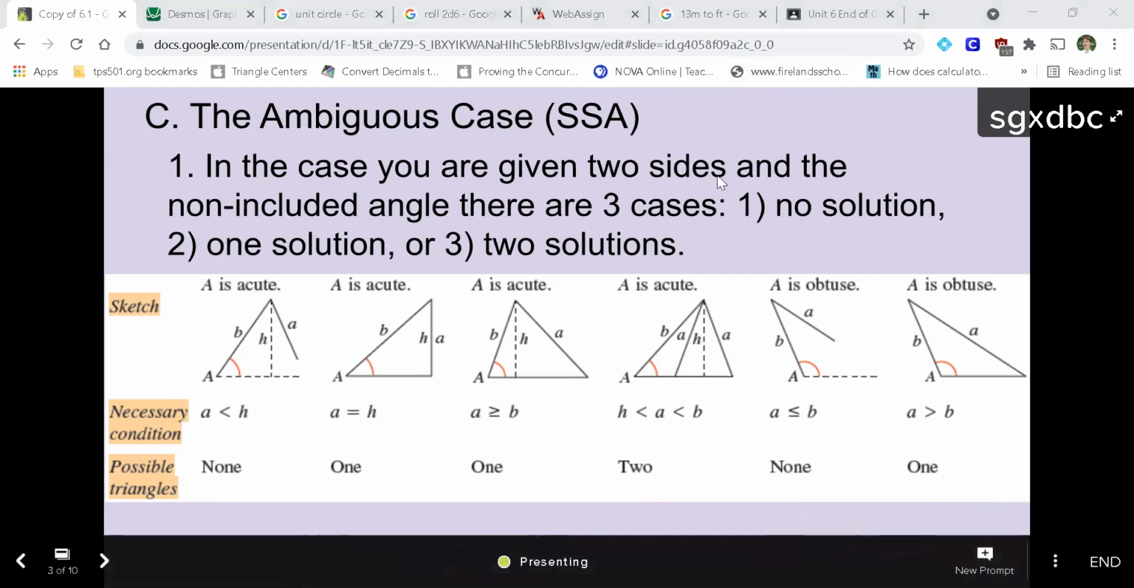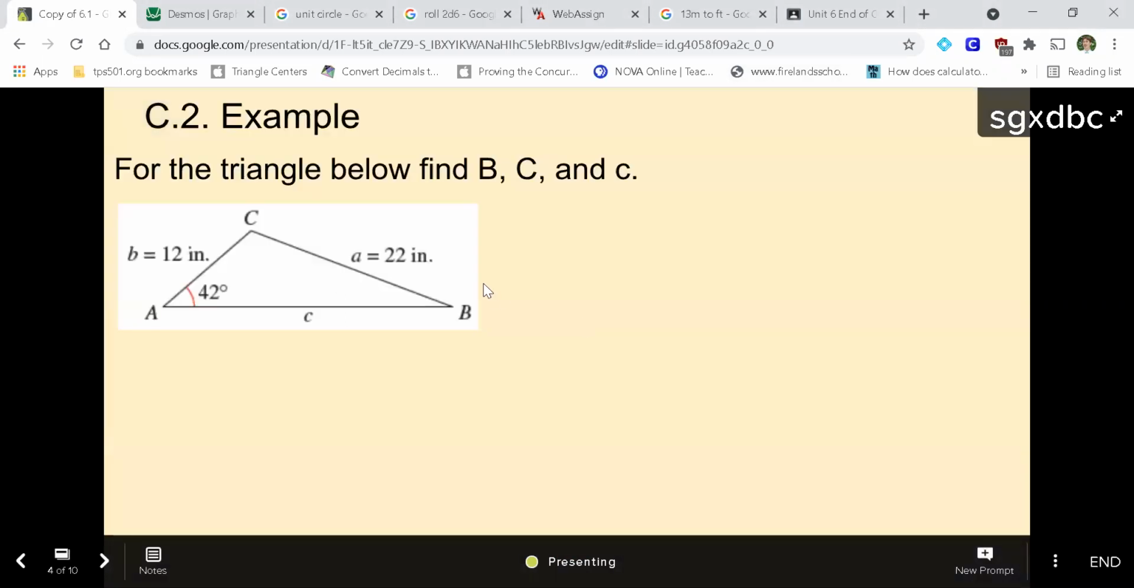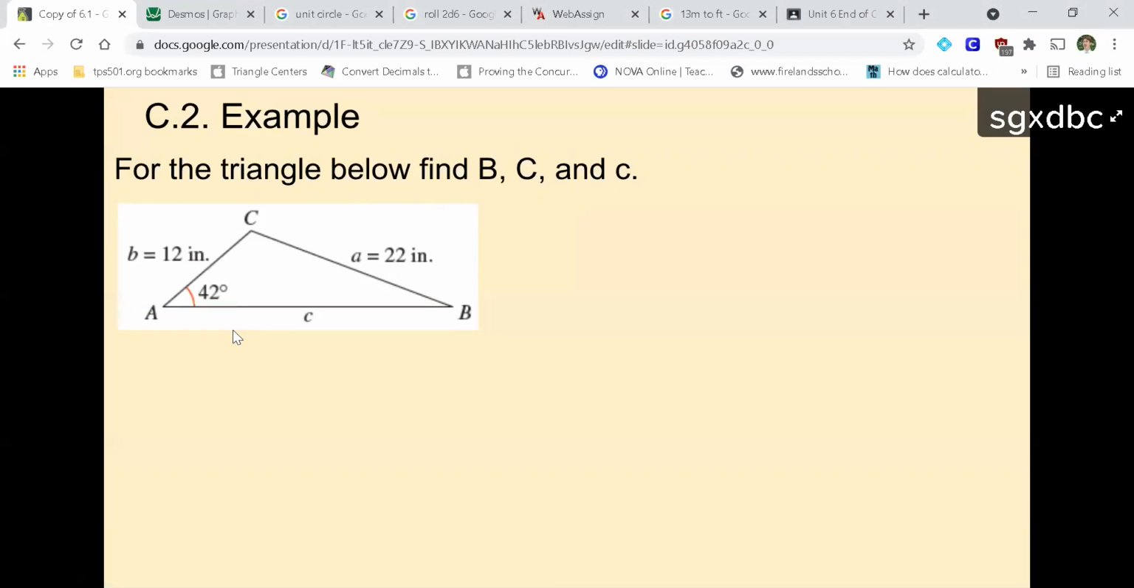Look at what's about to happen. There's a glorious little problem right here. Look at this one. For the triangle below, find angle B, angle C, and side c. Notice that for this problem, we are given two sides and a non-included angle. We're not given the angle between them. So this is the ambiguous case.